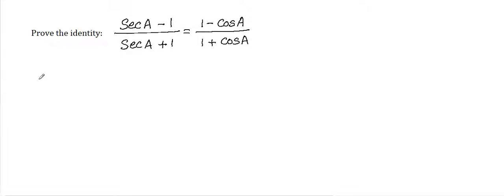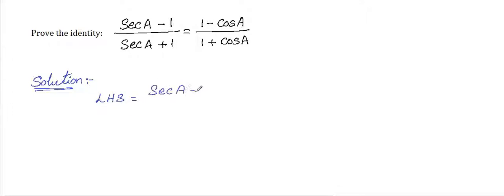Let's solve the trigonometric proof which I have written on the whiteboard. Given (sec A - 1) divided by (sec A + 1) equals (1 - cos A) divided by (1 + cos A). So we need to prove this: left hand side equals right hand side. So let's take the left hand side and prove that it is equal to the right hand side.